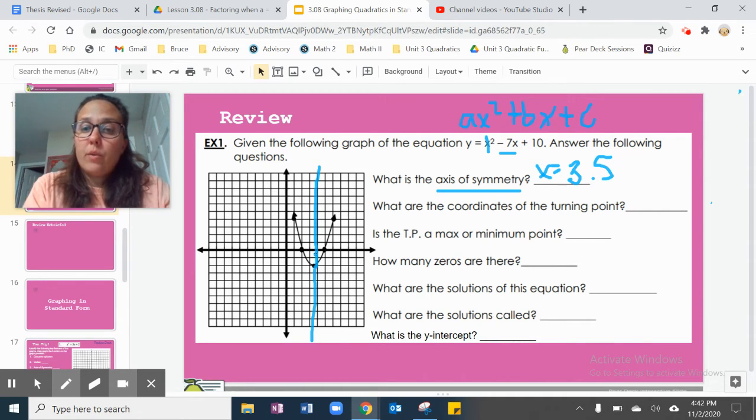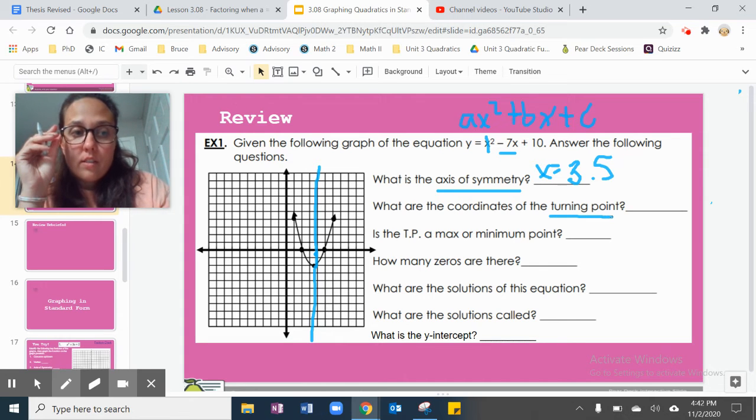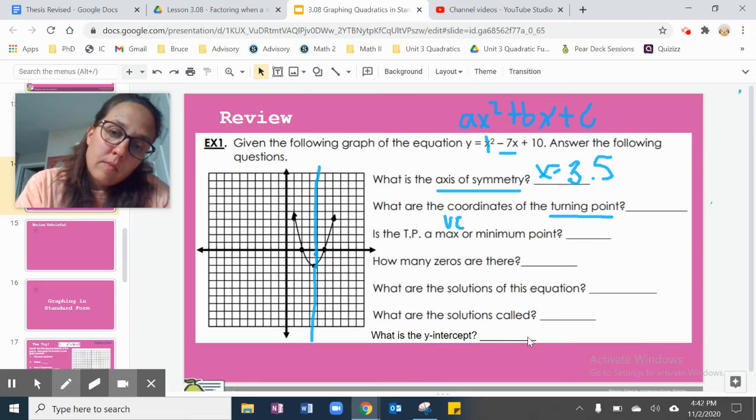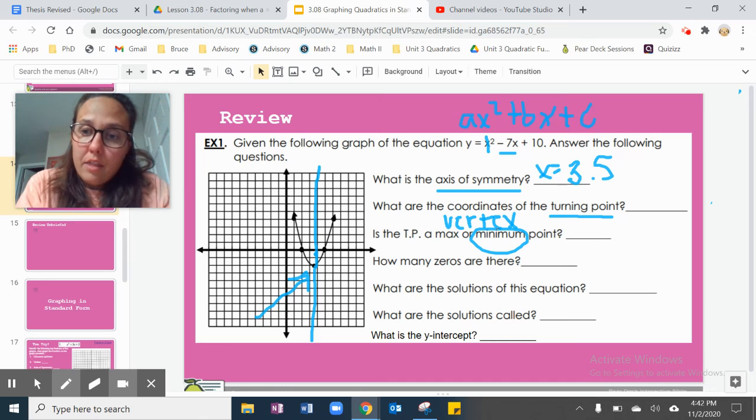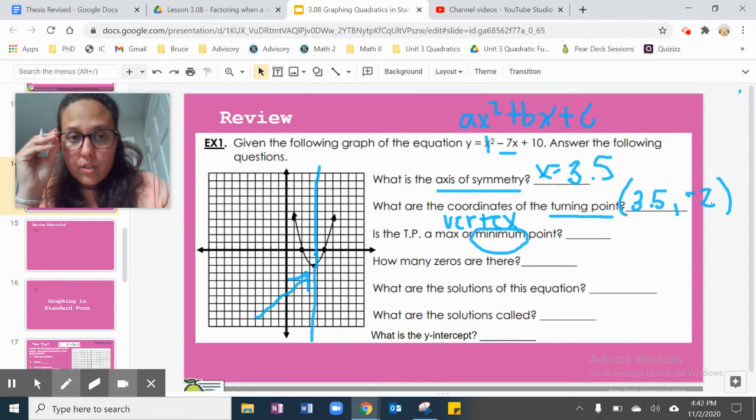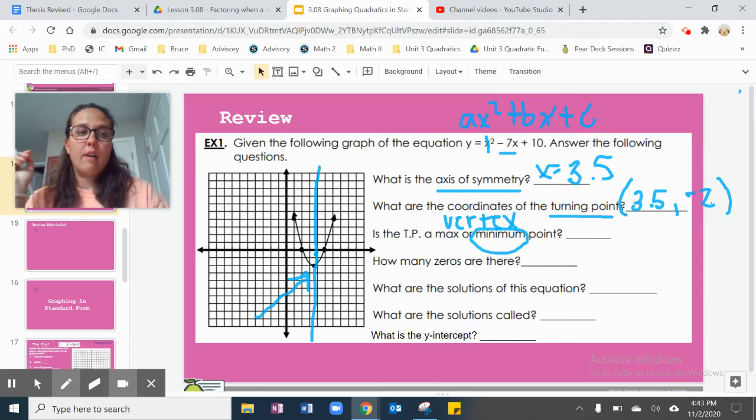Well, the turning point we learned earlier was the vertex, which is the maximum or minimum. In this case, we have the minimum, right, which answers question 3. It's a minimum. So we can see that it's at 3.5, comma, negative 2. We could also have found that by plugging 3.5 back into the equation.